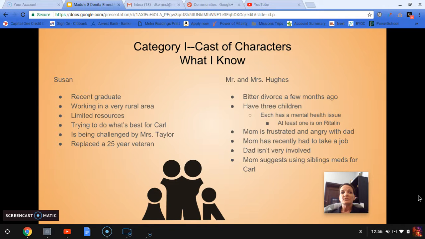We also have Mr. and Mrs. Hughes. They just went through a bitter divorce a few months ago. They have three children, and each of them has a mental health issue. And at least one of them is on Ritalin. Mom is frustrated and angry with dad, and mom has recently had to take a job because that happens when people get divorced. Money problems intensify, and she's had to take on a job that takes her away from home a lot. Dad isn't very involved, and mom suggests using the siblings' meds for Carl.